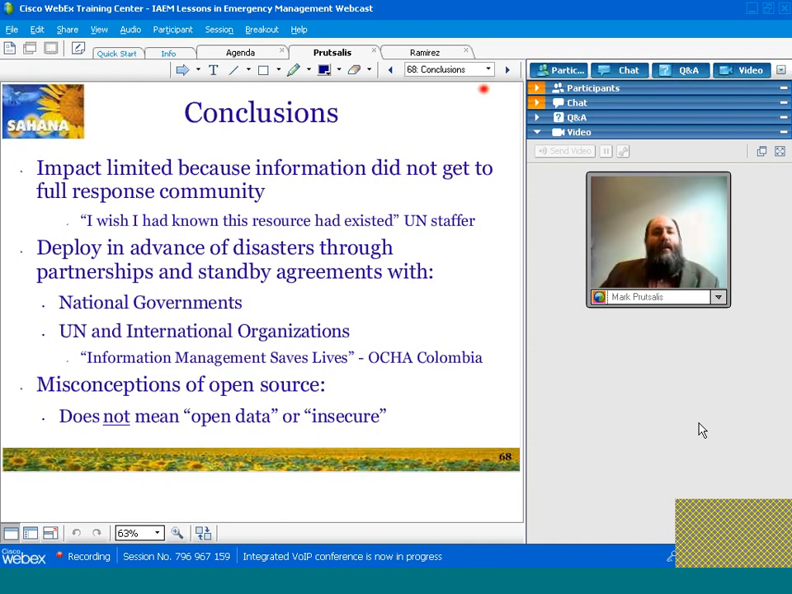National governments, the UN, and international organizations should have partnerships and standby agreements so that they understand what resources are there and what commitments and resources can be available.